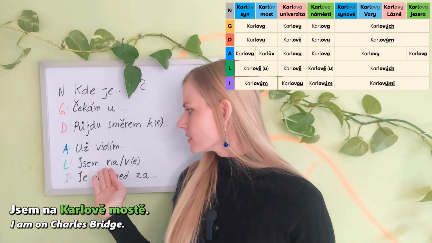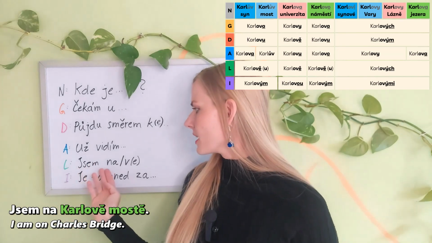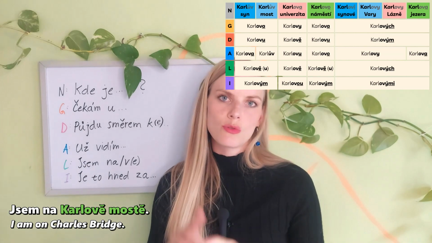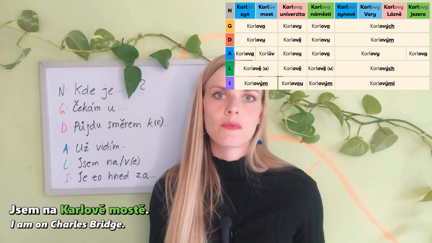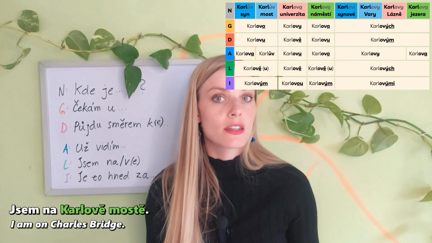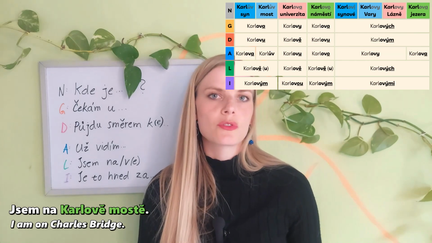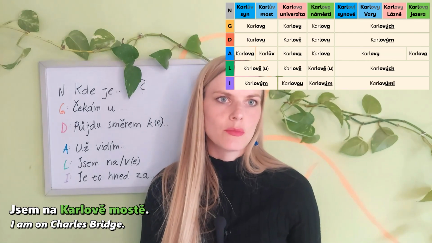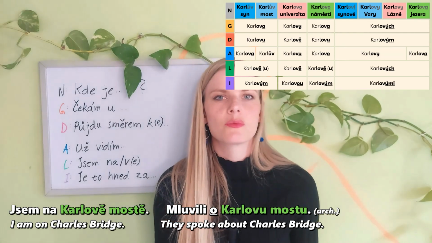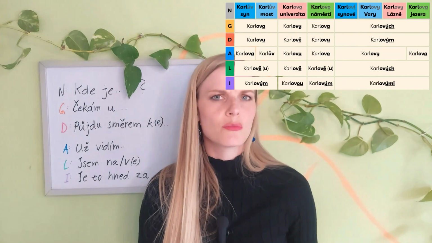Now the locative. Jsem na, we're going to use na. I am on Charles Bridge. Jsem na Karlově mostě. You notice there is also u in parentheses. Locative has two forms many times. And the u ending is a little bit more archaic and it's mostly used with the preposition o. You would not really say jsem na Karlovu mostě. You're more likely to hear it with the preposition o. Mluvili o Karlovu mostu. But it's becoming very formal and archaic.